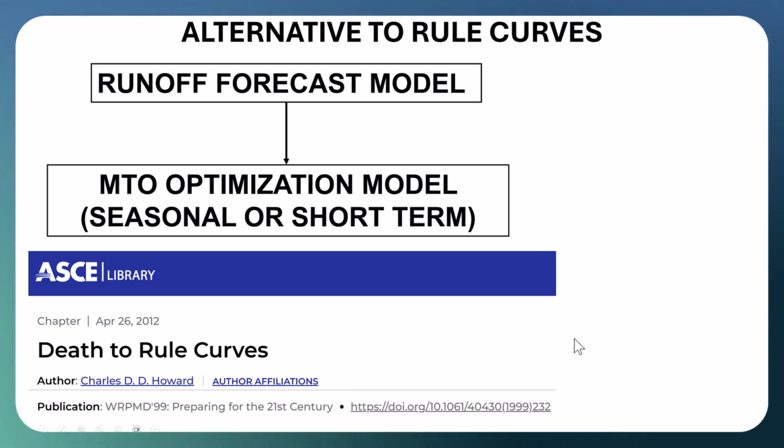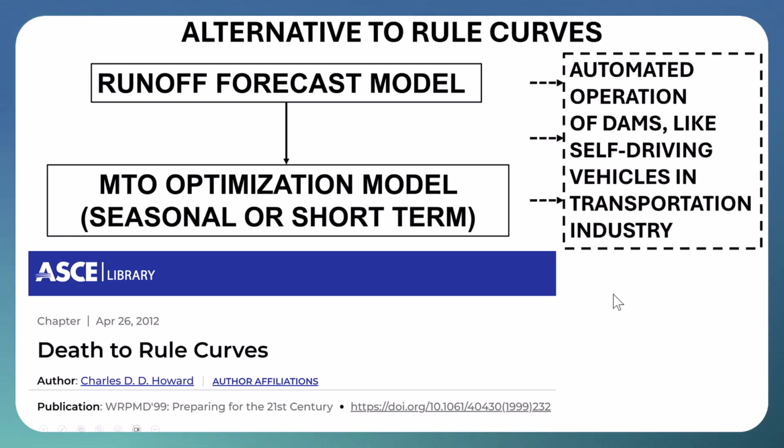What is interesting is that the combination of the runoff forecast models and multiple time step optimization, also known as multi-period optimization, provides the users with the tool that actually generates perfect reservoir operation, assuming the forecast is perfect. And as we improve the forecasts with the use of remote sensing and artificial intelligence, we are moving closer and closer to automated operation of dams, much like the self-driving vehicles in transportation industry are changing that industry.